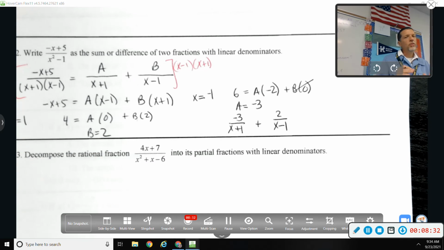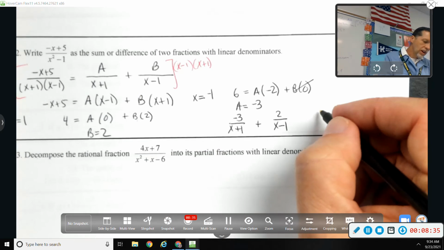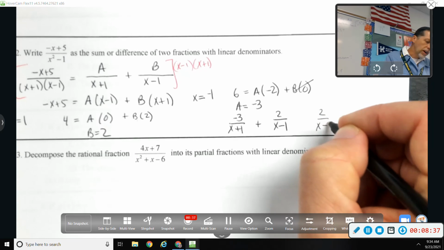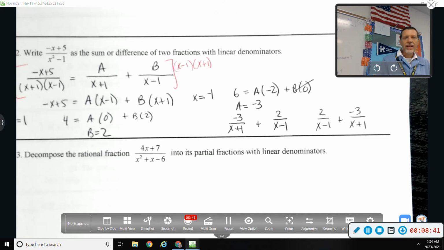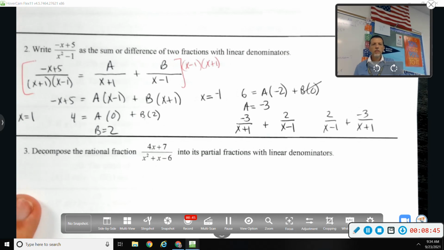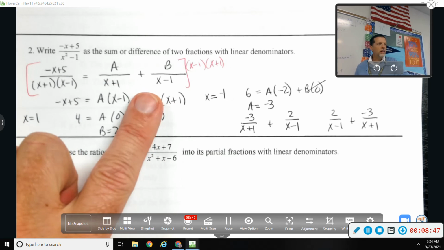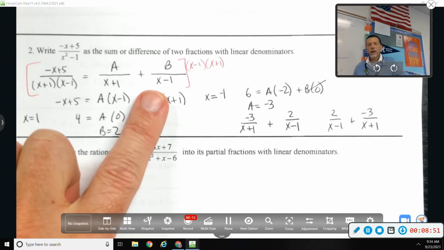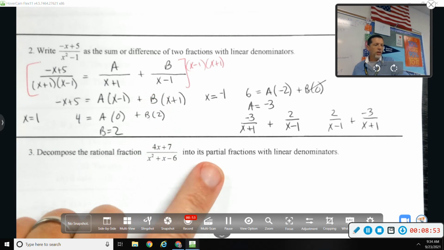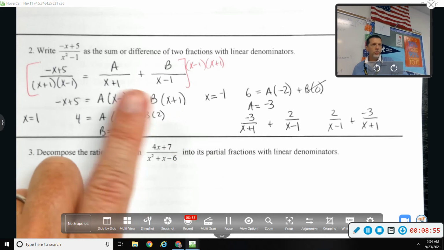And again, if you just switch the order up here, then your final answer would be 2 over x minus 1 plus negative 3 over x plus 1. But that's the same thing. So again, how you set it up doesn't matter. Well, I shouldn't phrase it quite like that. The order you put the terms in doesn't matter. As you check with friends working through these, you do need to be careful because you could have set them up differently.